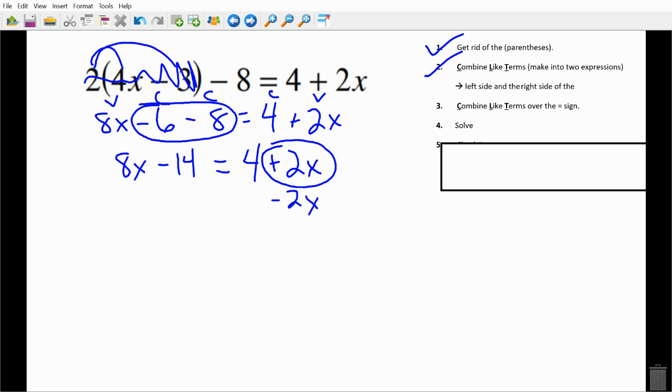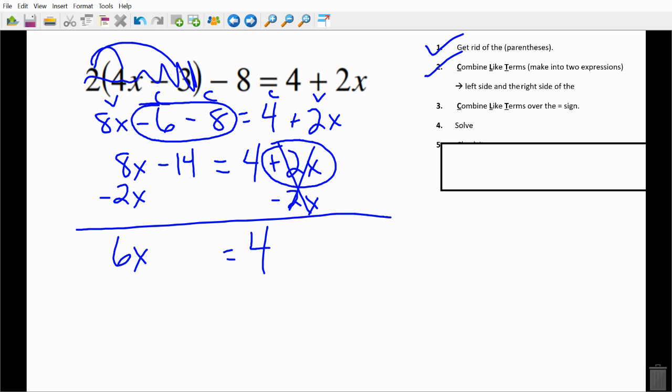Now here's the tricky part. Does it go with the 8x or does it go with the negative 14? Well, it has an x in it, so it's kind of an obvious answer that we're going to want to put it over here. And look, my equation's still balanced. I'm subtracting 2x from the left. I'm subtracting 2x from the right. So what is 2x minus 2x? That gets me 0. So I'm just going to have a 4 left over here. And let's do this quick problem here. What's 8x minus 2x? 6x. Good. And I didn't do anything with that negative 14 yet. So I just recopy it.